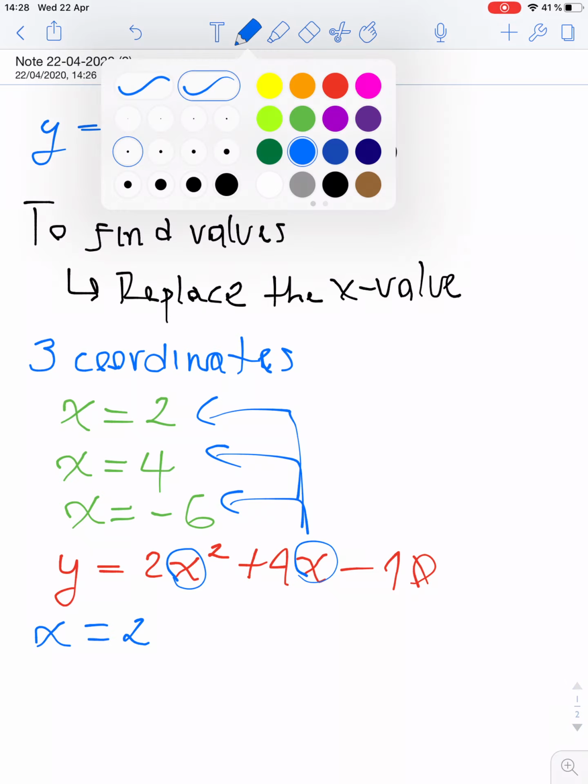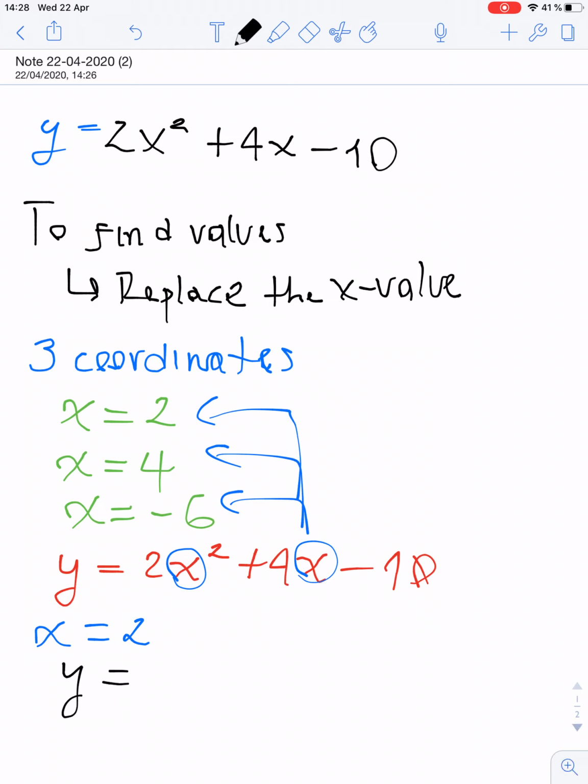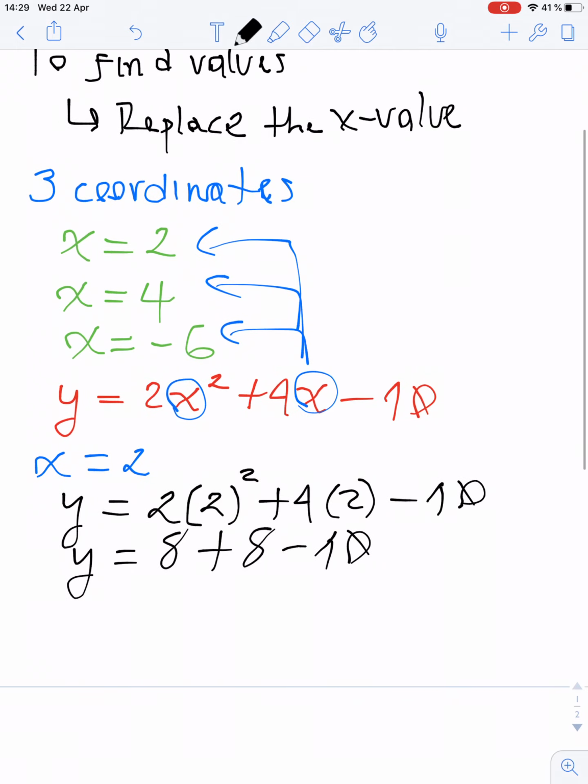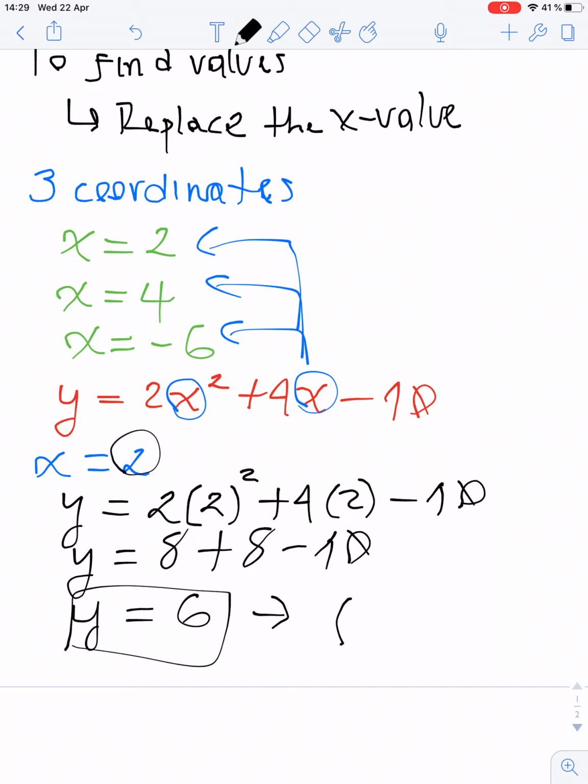In that sense, we will have in the equation y equal to 2 times 2 squared plus 4 times 2 minus 10. Finally, the value for y is 2 times 2 is 4, times 2 is 8, plus 4 times 2 is 8, minus 10. And then the final value for y is going to be 6. Therefore our new point takes the value for x as a coordinate, 2, and the value 6 we got before. That is the first coordinate we found.